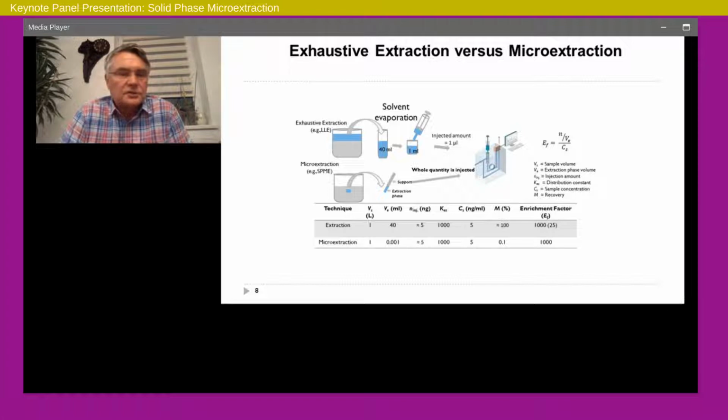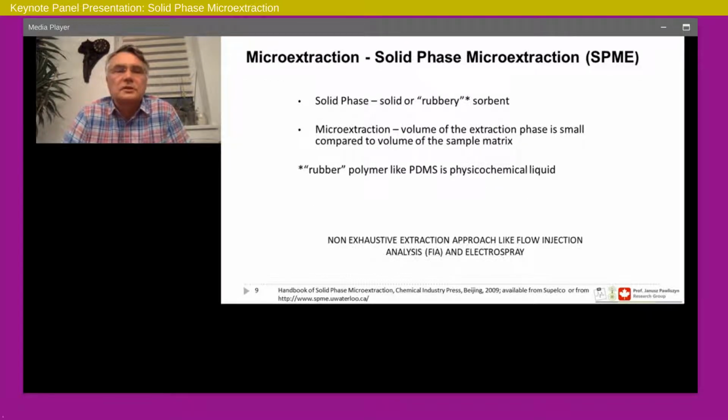And the other advantage is that you don't need to define the volume, because if you do exhaustive extraction, you need to know the volume to know that you will exhaustively extract. Here, you basically place it in the source. We'll see, we talk about tissue, we talk about bloodstream, we talk about another application, environmental application of water, and so on. So you don't need to measure the volume of your sample, which is very convenient for on-site analysis. So these are the major reasons why microextraction is gaining interest.